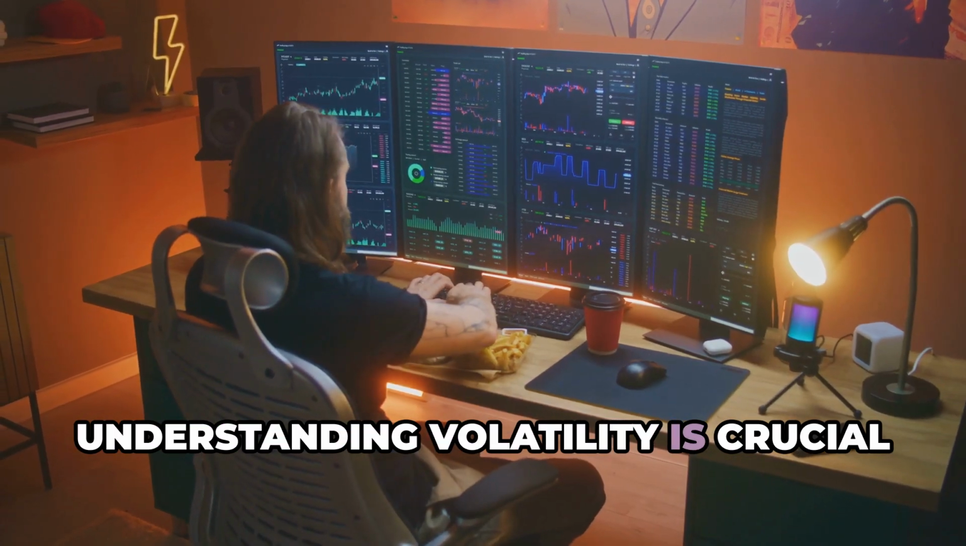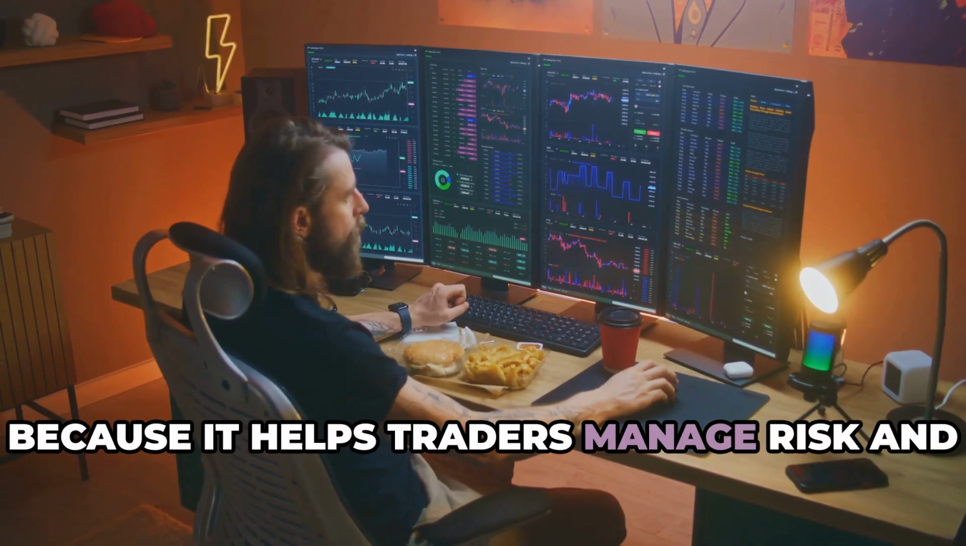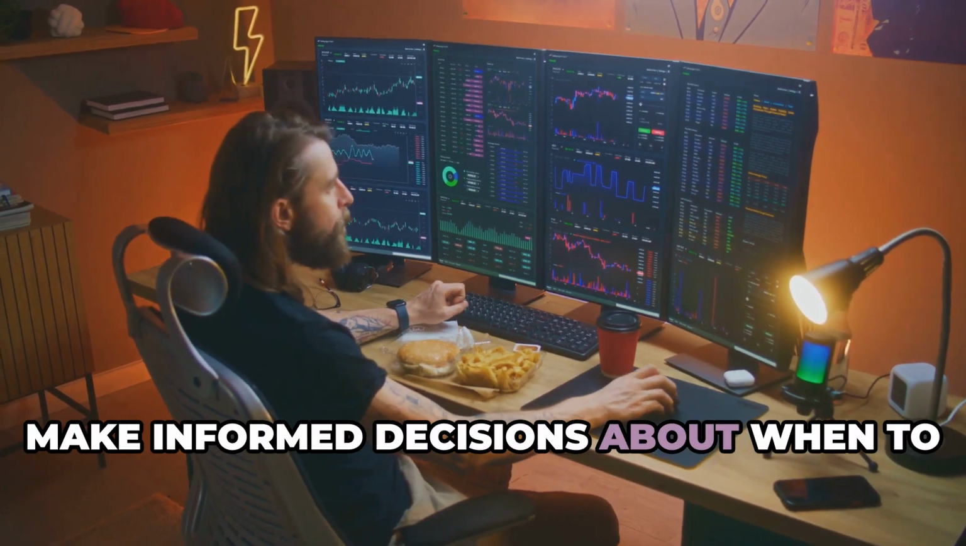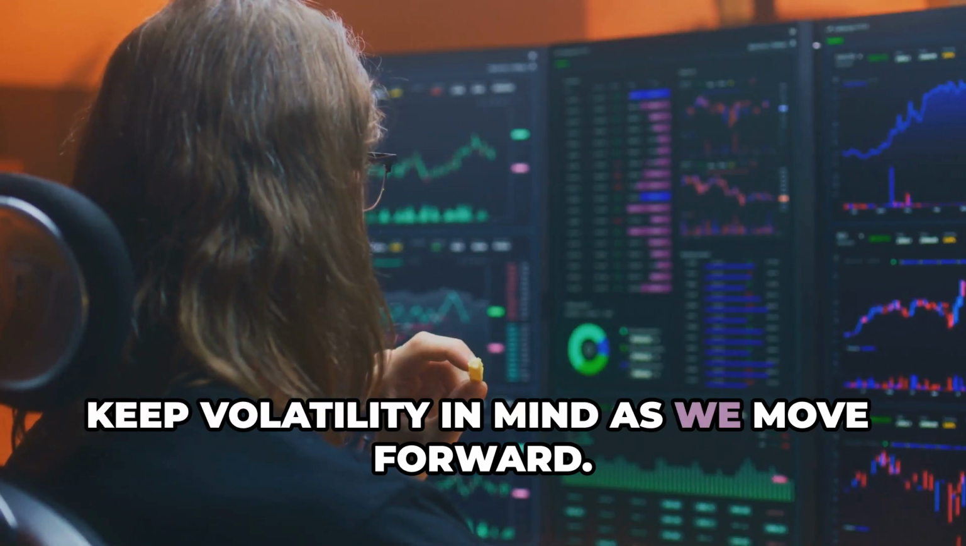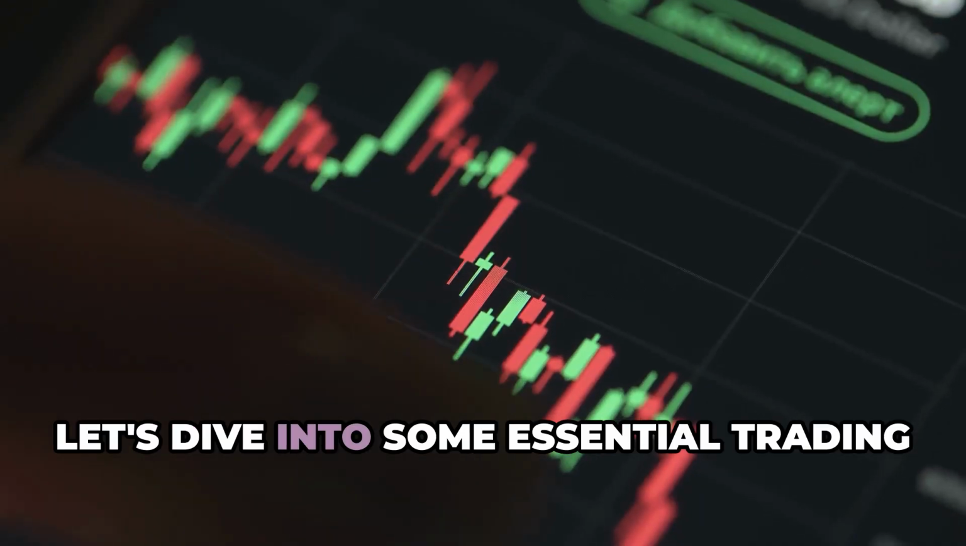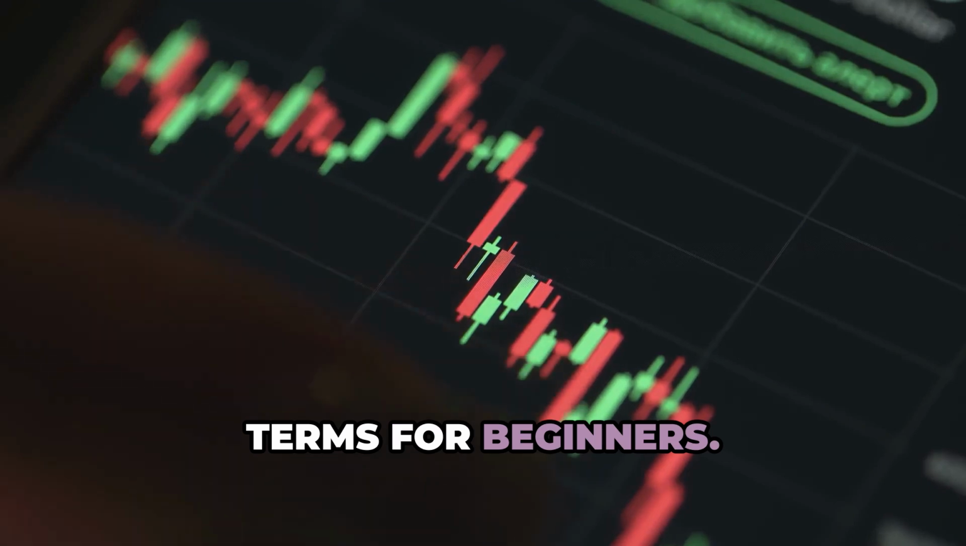Understanding volatility is crucial because it helps traders manage risk and make informed decisions about when to enter or exit a trade. So keep volatility in mind as we move forward. Now let's dive into some essential trading terms for beginners.